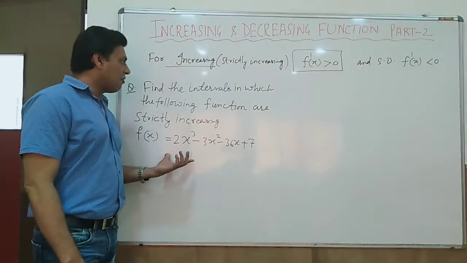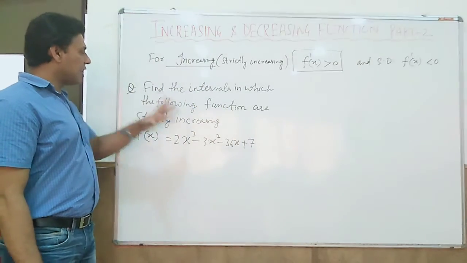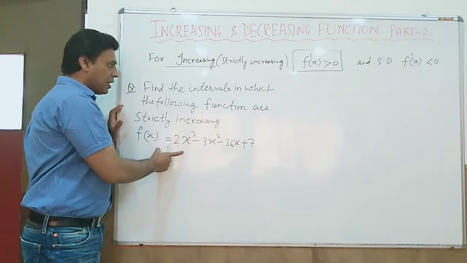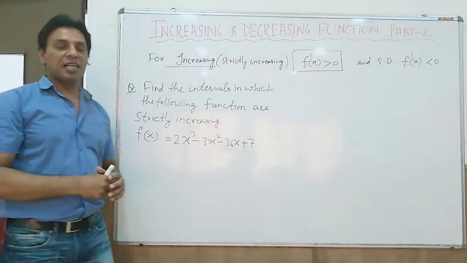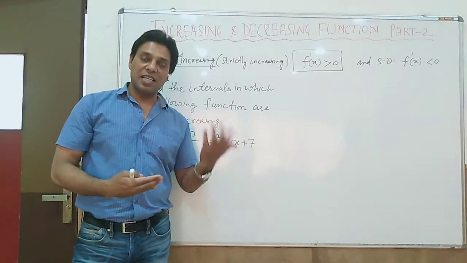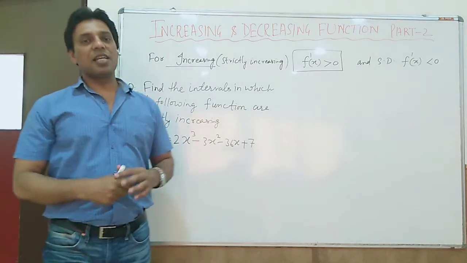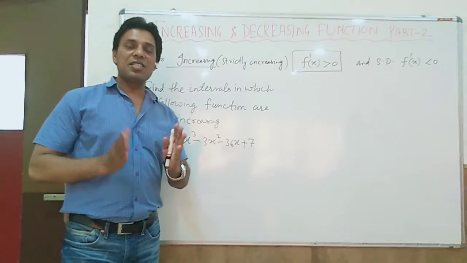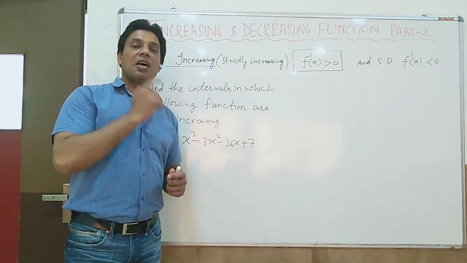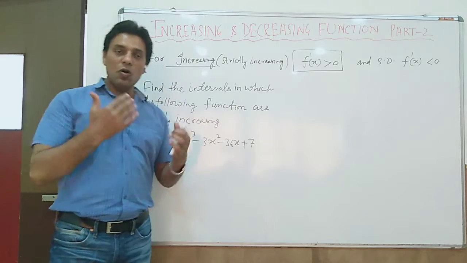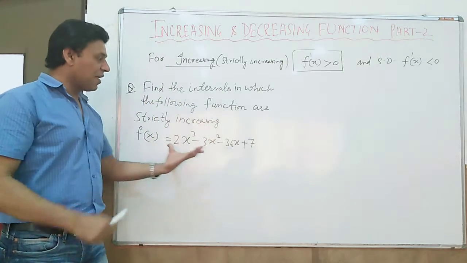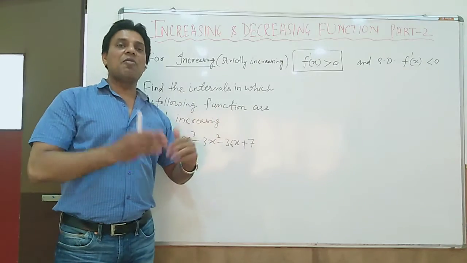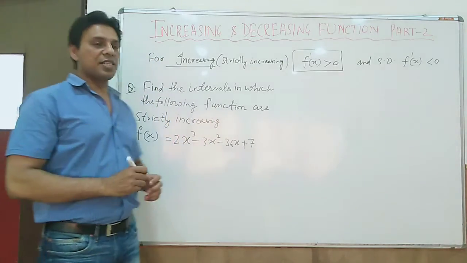So we have a function, and here we have a question: find the intervals in which this function is strictly increasing. It means this function is increasing as well as decreasing. So we have to find out the portion of the real line, that is, the interval in which the function is increasing. It is very interesting that we have a curve and we have to find the interval in which the function is strictly increasing.